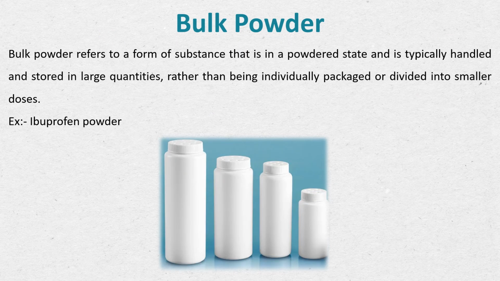So what is bulk powder? Bulk powder refers to a form of substance that is in a powdered state and is typically handled and stored in large quantities rather than being individually packed or divided into smaller doses. We have seen here the example as ibuprofen powder. So what is bulk powder? Bulk powder is a substance that is in powder form and is usually bought and stored in a big amount and not in small packages.